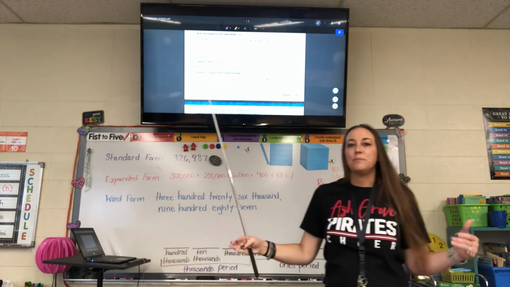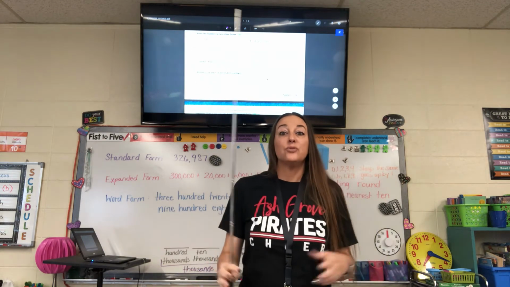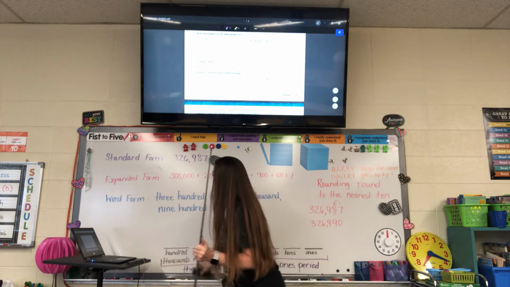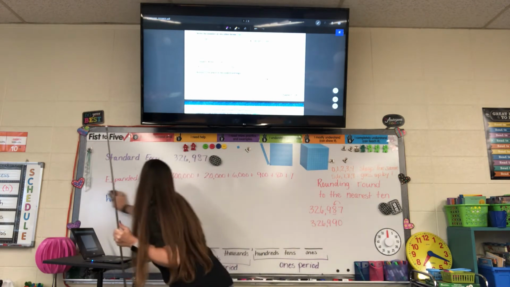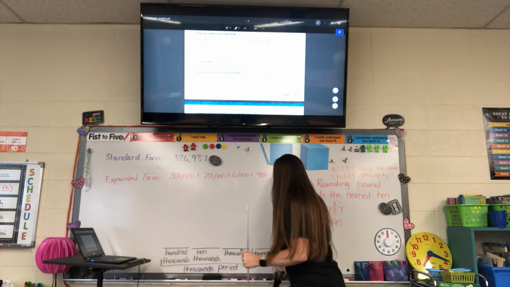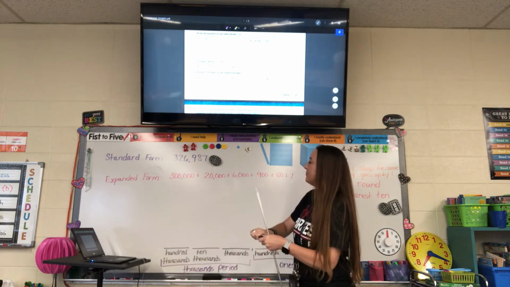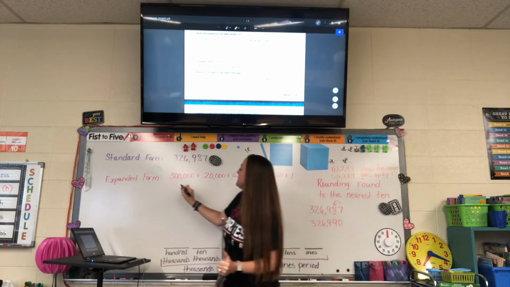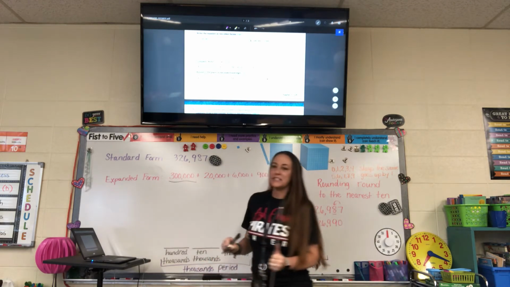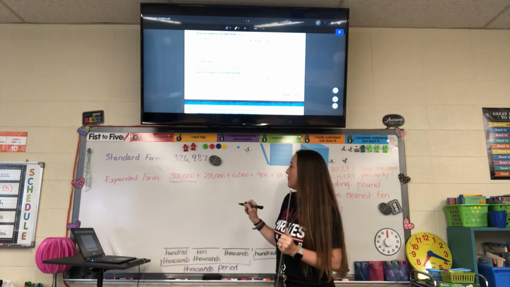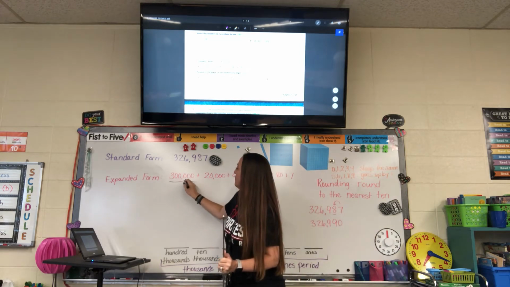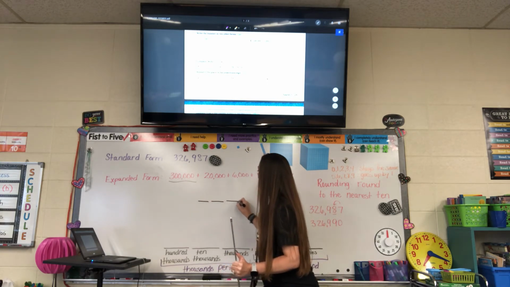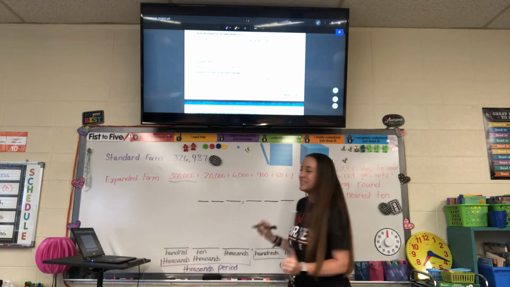That going from expanded to standard is the trickiest part of the different word forms, in my opinion. So let me back up here to expanded form. So this is how you do it. You say, okay, I'm going to start and say, how many digits are in my biggest expanded form number? There are 1, 2, 3, 4, 5, 6 digits. So that means I'm going to come down here and write 1, 2, 3, 4, 5, 6 spots.